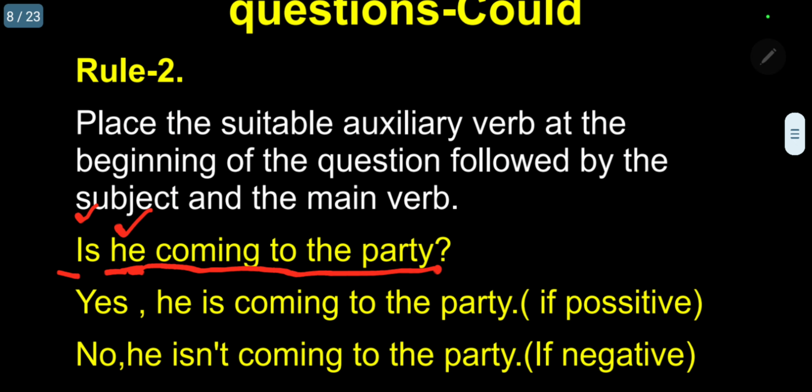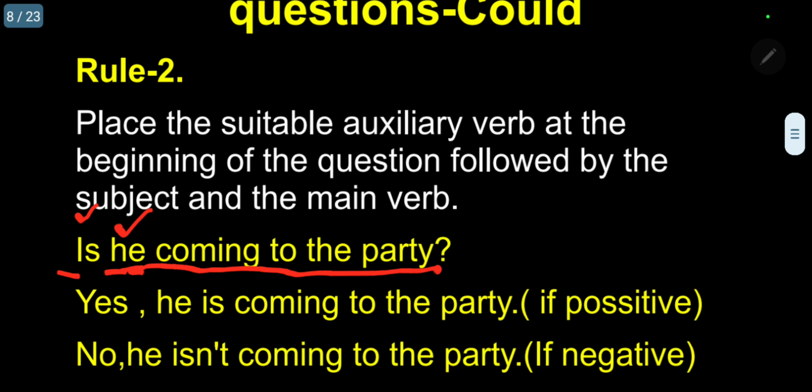So, what is the meaning of this sentence? Is he coming to the party? This is the question. Very simple. Simply put the primary auxiliary verb in front, followed by the suitable subject, depending upon the nature of the verb. Then add your object. Over. The sentence will be completed. Very easy.